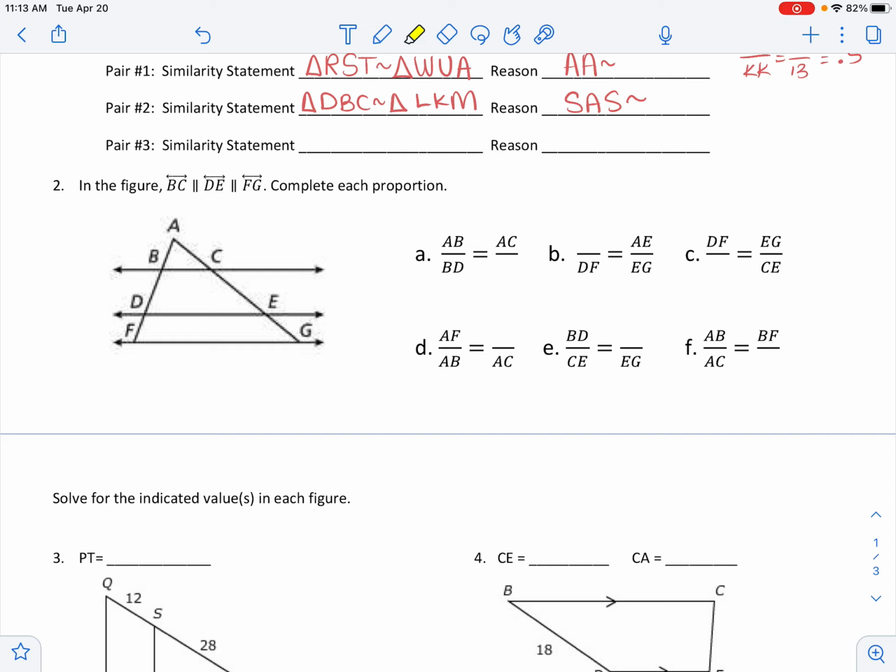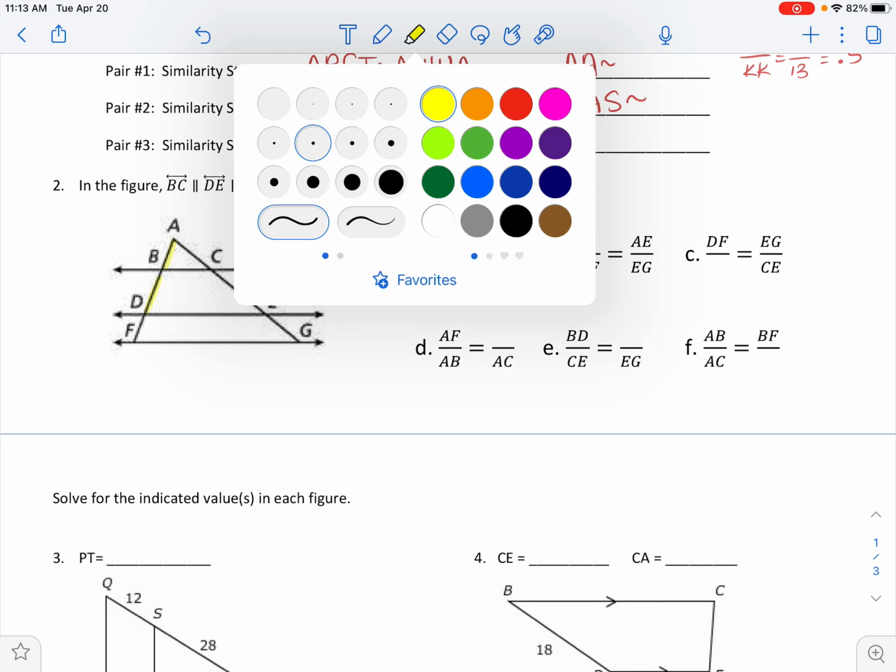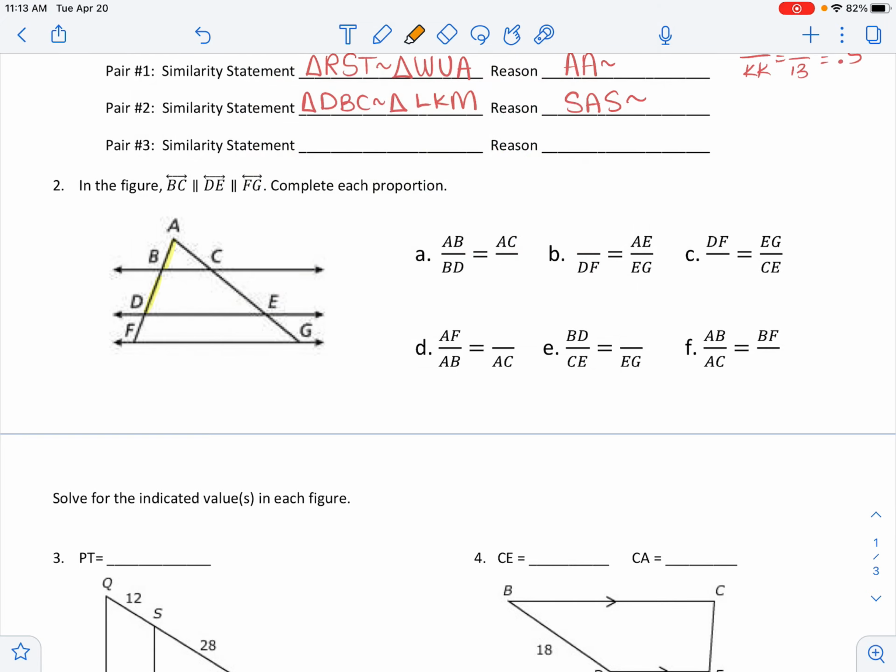So I'm going to start with the first one, A. It says AB, which is right here, over BD, which is right here, equals AC, this side, over what? Well, to match what is happening on the left side, I know that I'm going to want this piece right here. So it should be over CE. All right, I'm going to erase some. I might keep going back to the picture here.